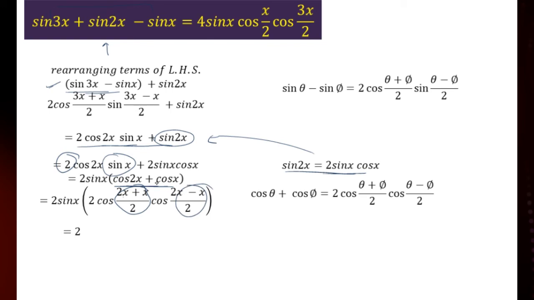So let's rewrite them: 2 sin x, 2 cos 3x by 2, and cos x by 2. 2 times 2 is 4, and that's it. That's what we have to prove: 4 sin x cos 3x by 2 cos x by 2.